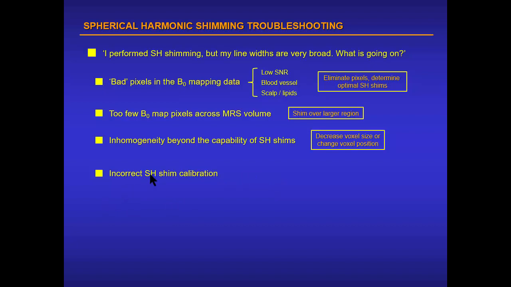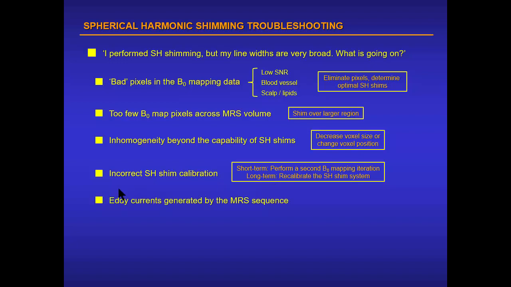You can also have that your spherical harmonic shim coils are incorrectly calibrated. The short-term solution is to acquire a second B0 map after you apply the first shims and run a second iteration, which will solve it for you. The long-term solution would of course be to recalibrate your spherical harmonic shim system. Eddy currents: you could have perfect homogeneity, so you did a really good job on your shimming, but the eddy currents of your MRS sequence make it look like the shimming is bad. You're going to have a broad line, but it has nothing to do with shimming, it's purely eddy currents.